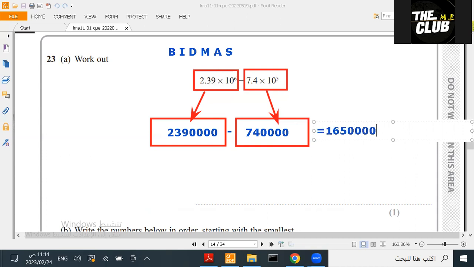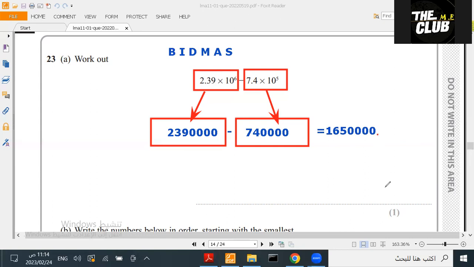1, 2, 3, 4. Now, I can put the answer like this, or I can turn it into standard form. Doesn't matter, because the question doesn't say to work out the answer and give your answer in standard form. So I can put it like this, or put it in standard form. It's up to you. Okay? I always recommend putting it in standard form because you'll get used to the idea of putting numbers in standard form. This way you'll always be ready for any question.